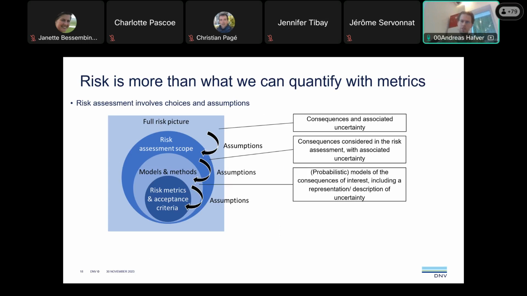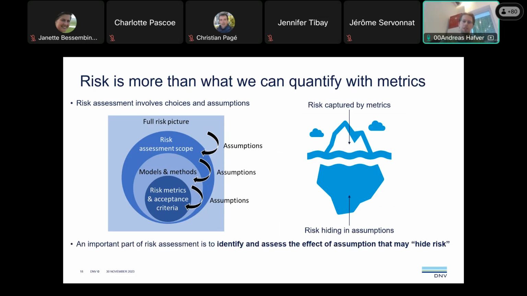Then when you have decided on the scope, you choose some models. Often it is probabilistic models of the consequences of interest, including some kind of representation and description of the uncertainty. So you do your modeling, but then in the end, what you typically do is summarize the findings of those models in some kind of metrics and visualizations. So what this figure is trying to show is that the metrics that you present, like the examples I showed on the previous page, may capture aspects of the risk, but not the full risk picture.